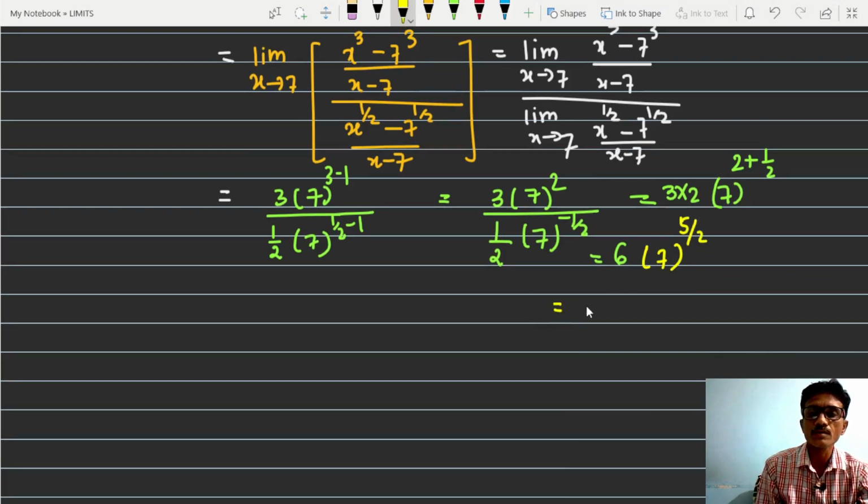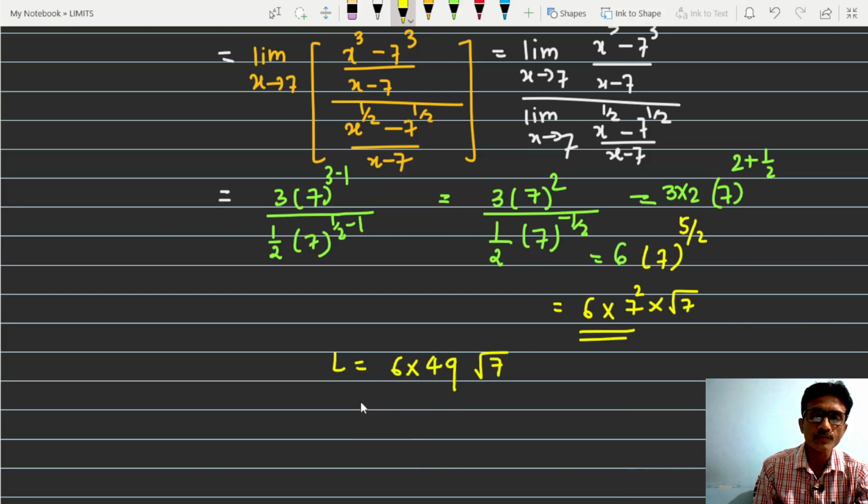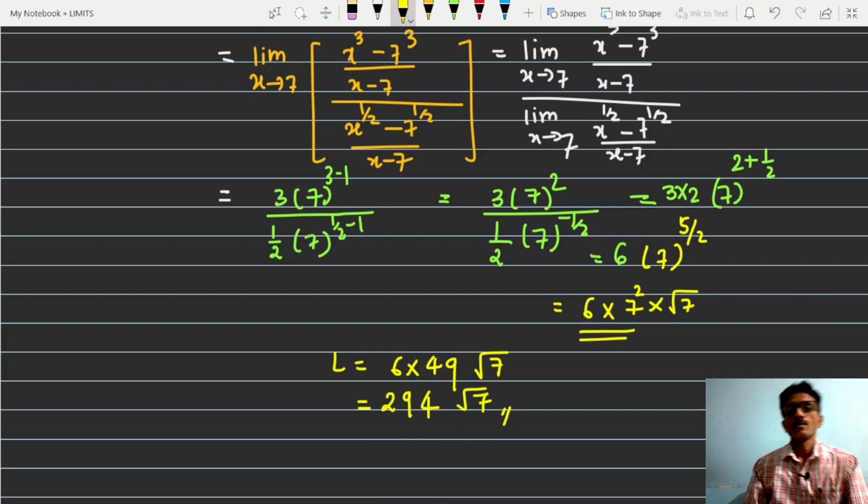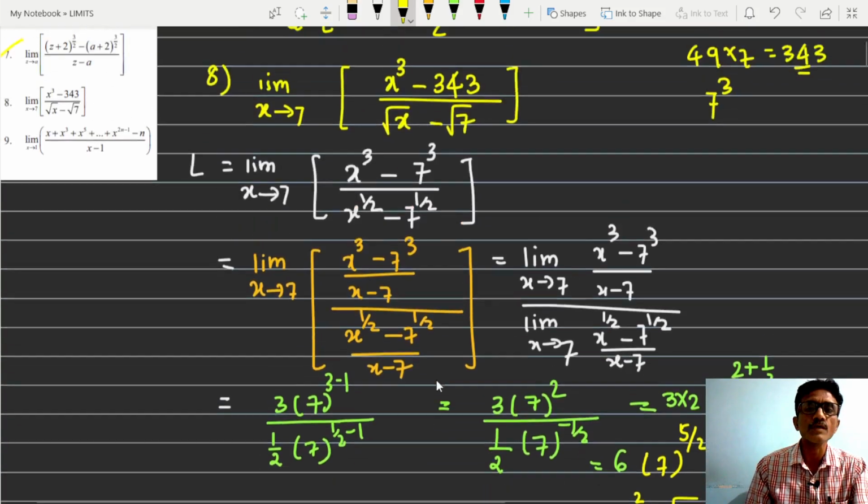या इसे हम लिख सकते हैं 6 into 7 स्क्वायर into रूट ऑफ 7 भी लिख सकते हैं. ओके, so this is 49 into L is equal to 6 into 49 into root 7 आएगा. ये आंसर आएगा इसका. दोनों आंसर आप लिख सकते, either this or 294 root 7.